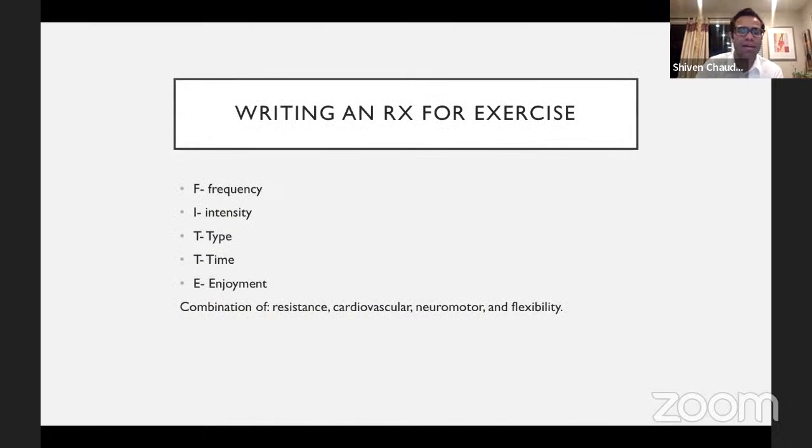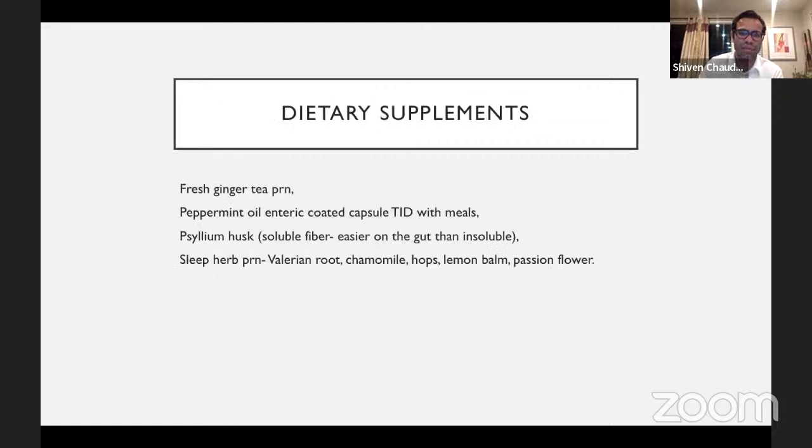Because of lack of time, I'm not going to go through all of this. I think writing an exercise prescription is an art. It really should be more outlined. You shouldn't just tell people, hey, go diet and exercise. You really should write a script for that. And this is some of the things that we use in how we write a prescription.